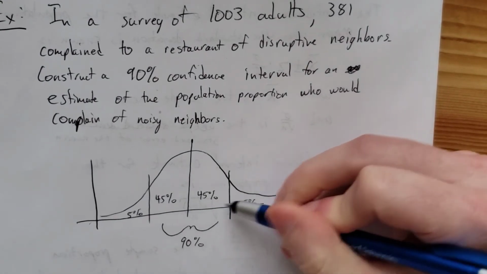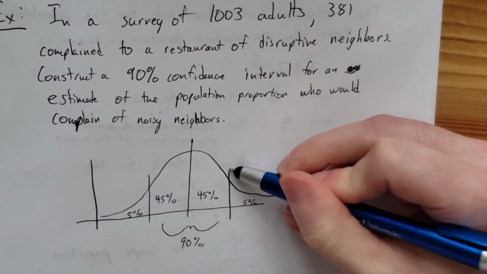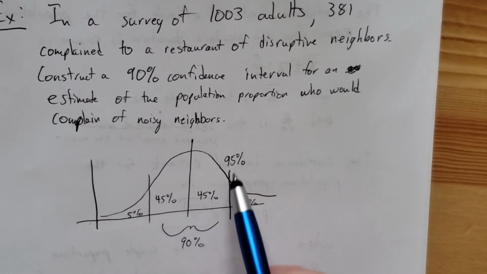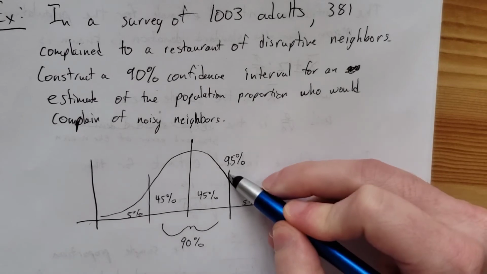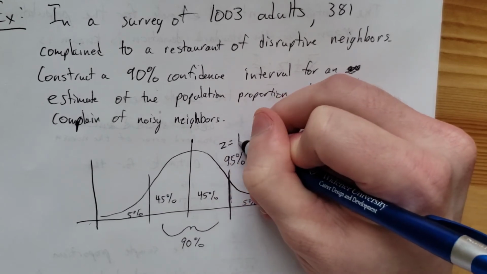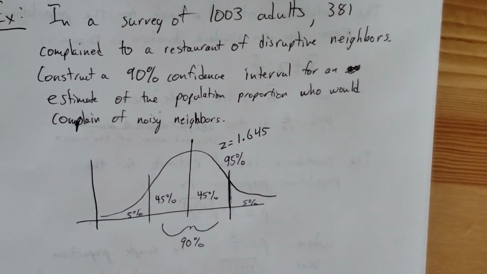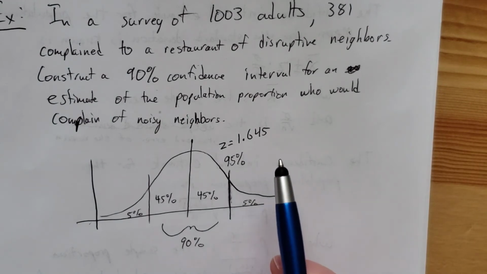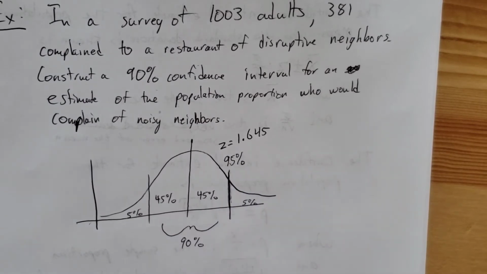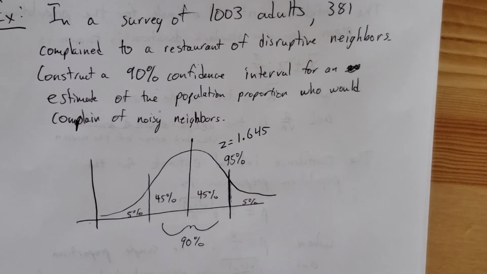So if we have 5% above, that means this mark right here is 95%. We have 95% cumulative area below this line here. So the z-score that corresponds to this point right here is z equal to 1.645. Now, how would you find that? Go to your cumulative percentages chart and find out what z-score corresponds to 95%. And we find that that is approximately z equal to 1.645. So that's the z-score we want to use for this problem.